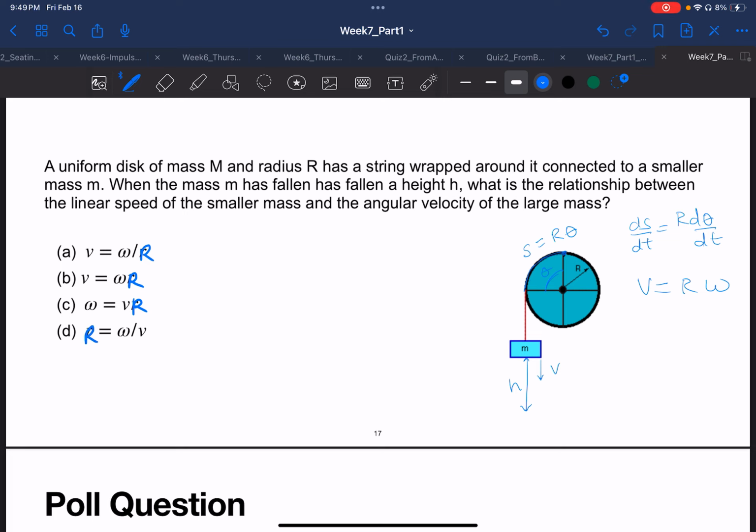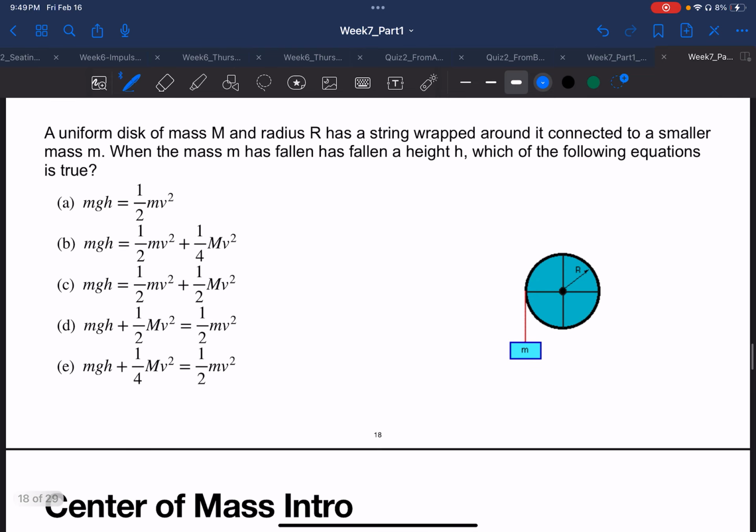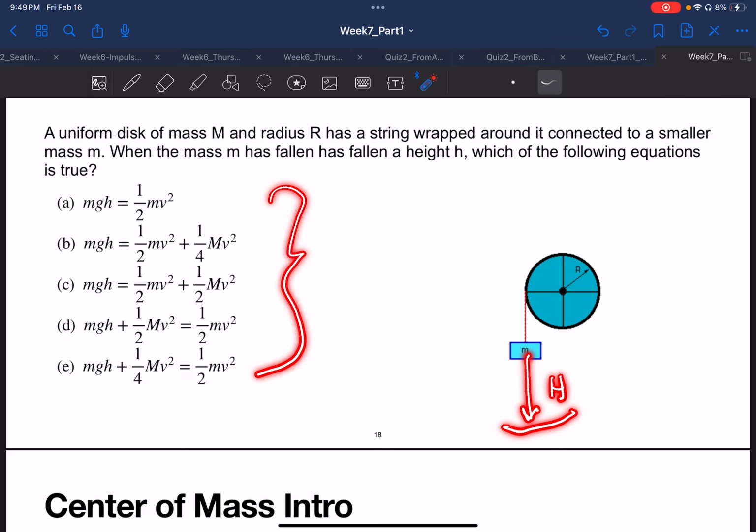So that matches with v equals r omega with option B here. Okay, now we have the same situation. We have the mass capital M, radius capital R, and then once this mass little m has fallen by height h, which of the following equations holds true?